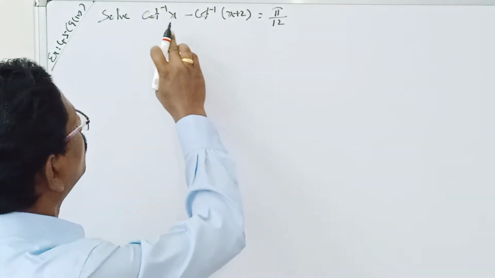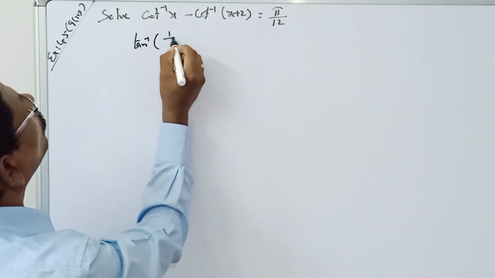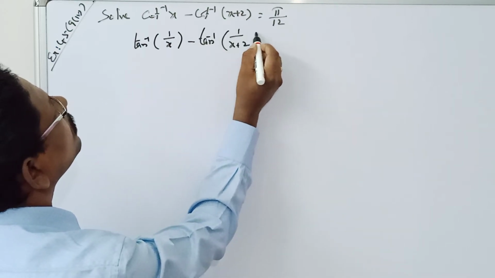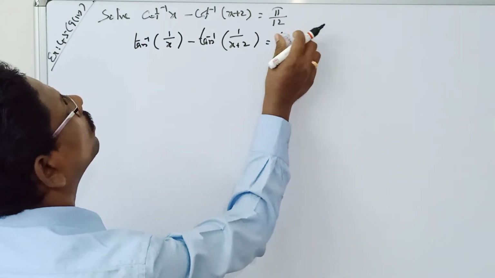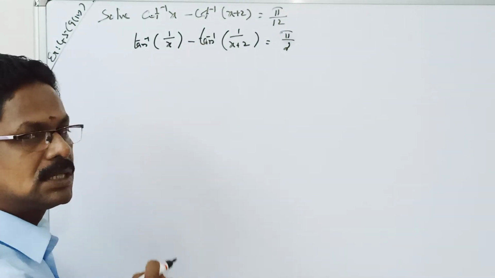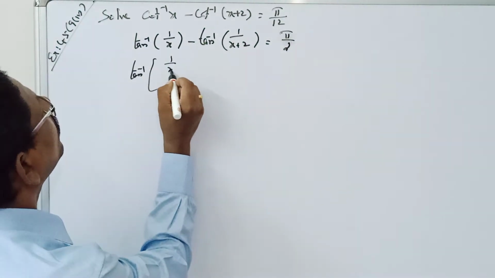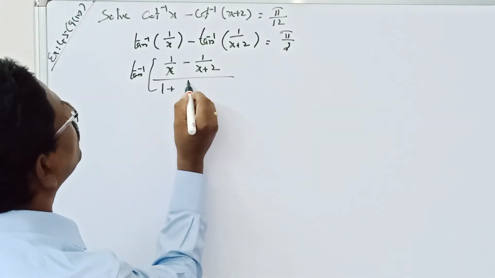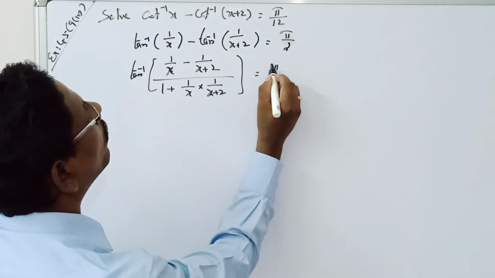Hi friends, solve this equation. So you take this as tan inverse of 1 by x minus tan inverse of 1 by x plus 2 equal to pi by 2. Okay, now use tan inverse of x minus tan inverse of y. That is tan inverse of 1 by x minus 1 by x plus 2 divided by 1 plus 1 by x into 1 by x plus 2 equal to pi by 2.